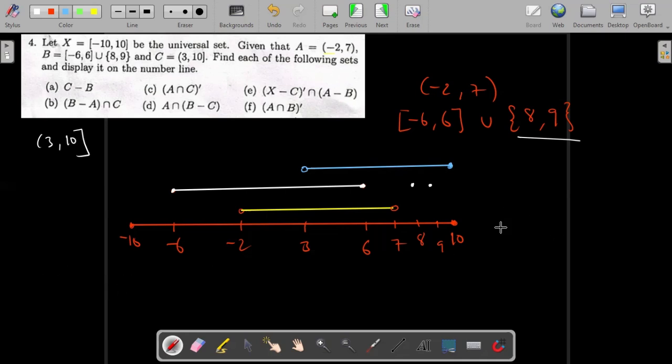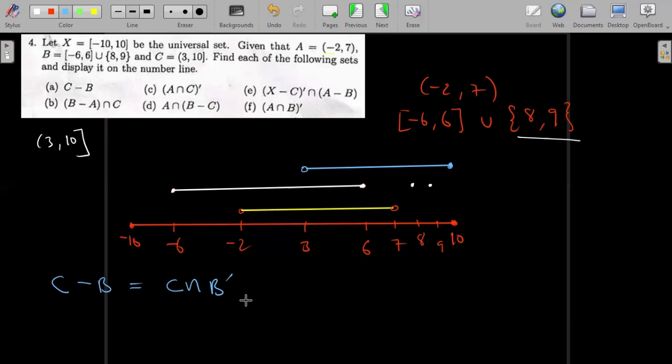So the first one which we're finding is C minus B, the set difference of C and B, which is just the same as saying C intersect B complement. C intersect B complement. So now how do I indicate this? I can actually find this C intersect B complement without even plotting first of all.